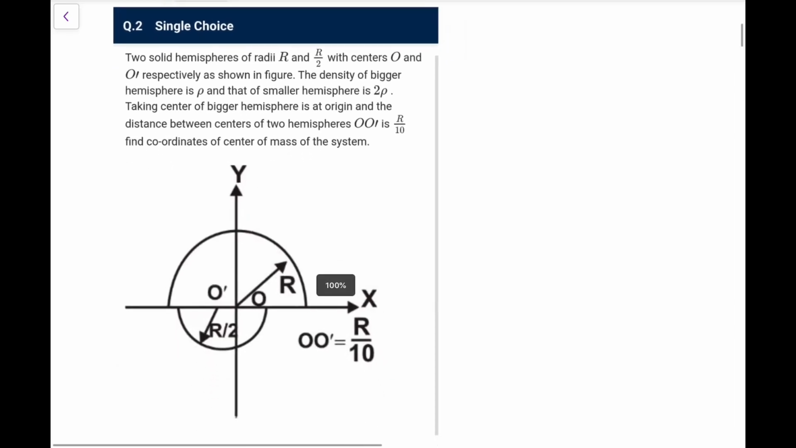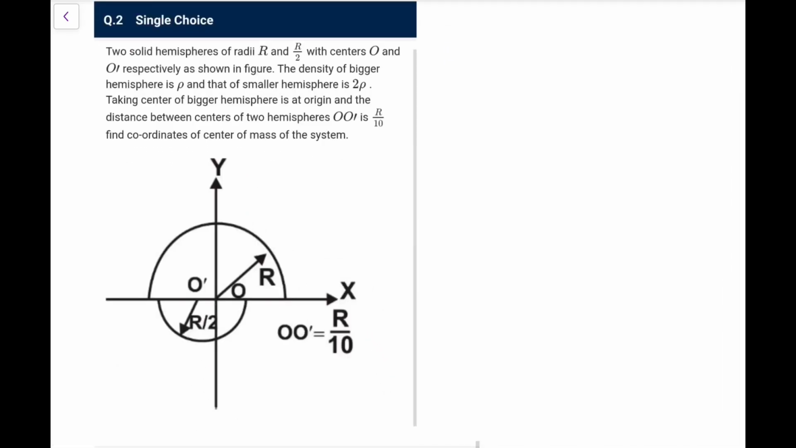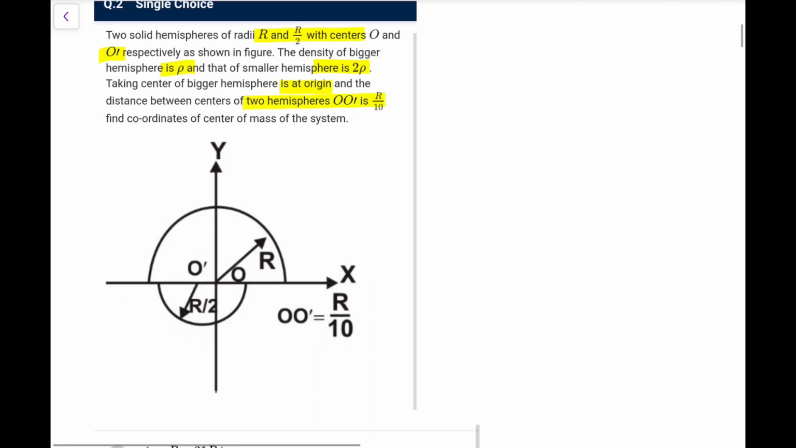Next, two solid hemispheres of radii r and r by 2 with centers O and O dash are as shown. The density of the bigger is rho and that of the smaller one is 2 rho. Taking the center of the bigger hemisphere at the origin, and the distance between the centers of the two being r by 10, find the coordinates of the CM. So you have two solid hemispheres. What you require here is the location of the exact center of mass of a solid hemisphere, which is at 3r by 8 height. For the bigger one it is at height 3r by 8, so this coordinate is 0, 3r by 8.